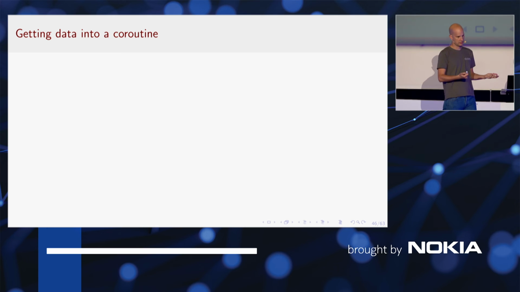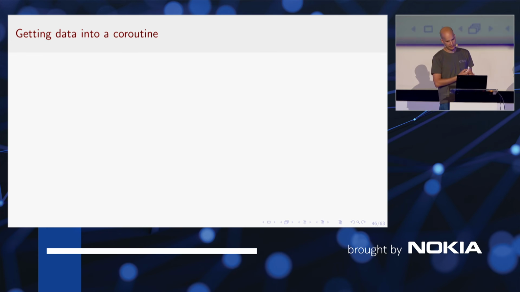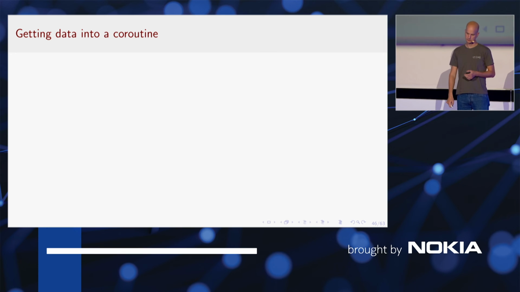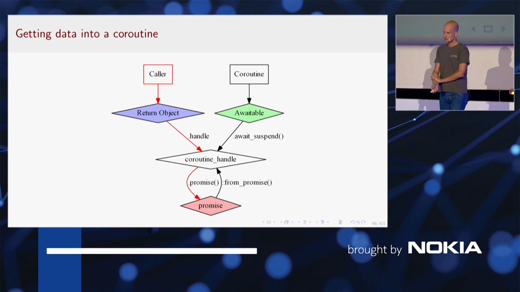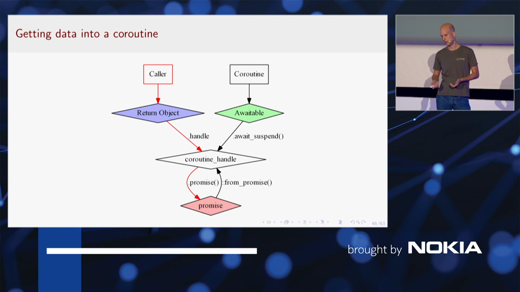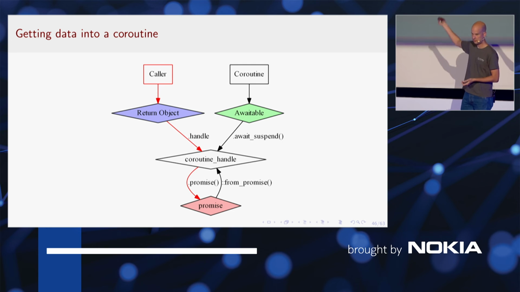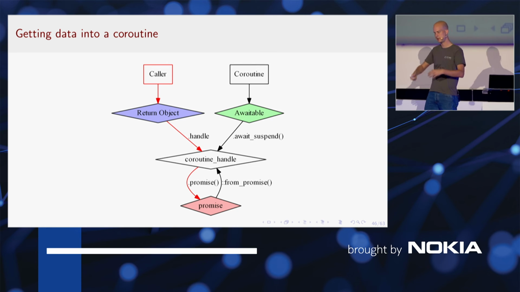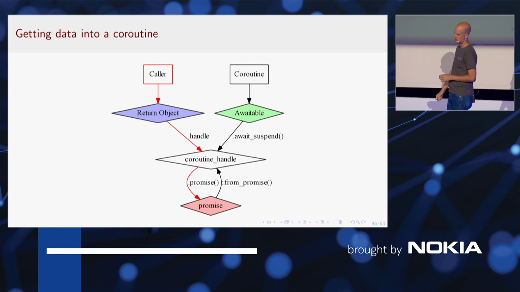So now let's look at the other side as well, if I want to get data into a coroutine from the caller. Again, the path from the caller side leads through the return object, and you may notice the pattern: the promise is where everything connects, right? That's where we always have to get to.